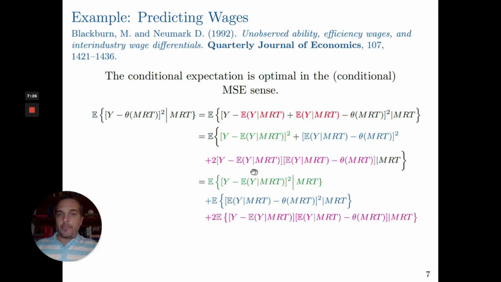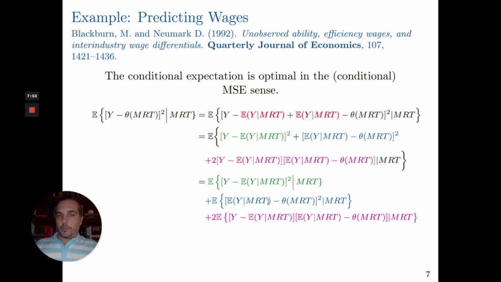Therefore, what we have, we can separate this into 3 terms. We have one term here, the green term, the blue term, and then the magenta term. Okay? So basically what we see is that this term here will be 0 if theta equals the conditional expectation. The same here. Okay?